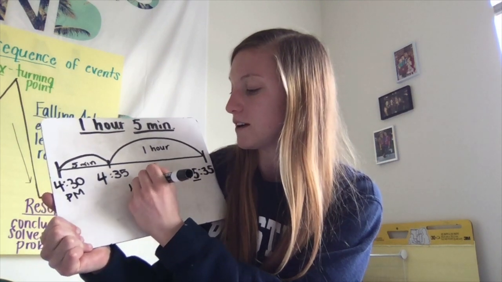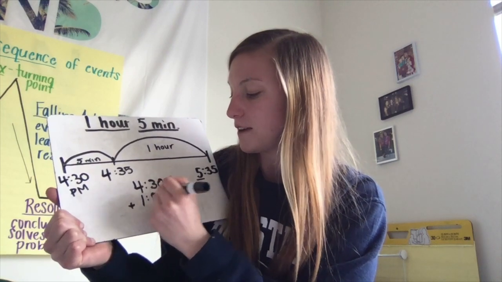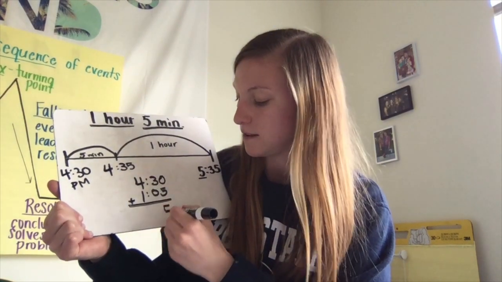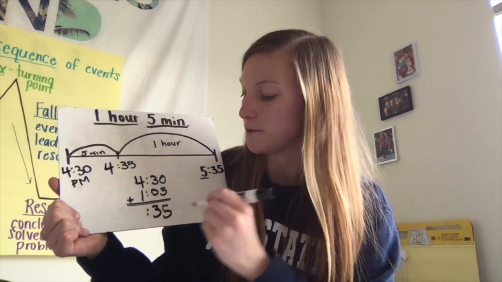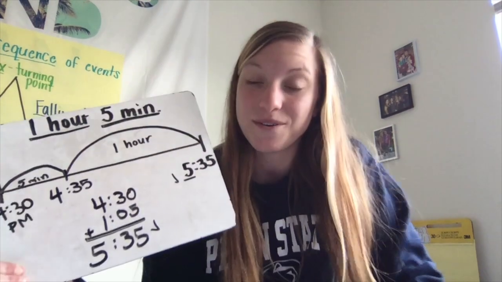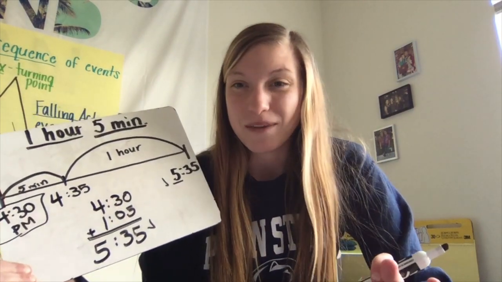We have 4:30, and he reads for 1 hour and 5 minutes. Well, 0 plus 5 is 5. 3 plus 0 is 3. And 4 plus 1 is 5. And those match up. So I know that my answer of 4:30 p.m. was correct. I hope that that made some sense for you.